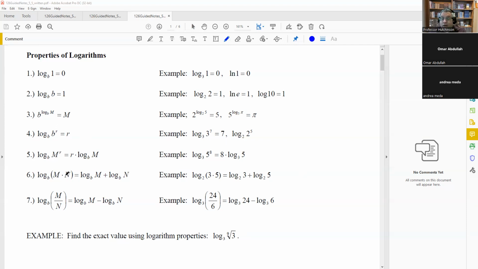Then the last two, this is more algebraic in nature of why you want to do something like this. We have a b here and you have the m times n. If you have a multiplication inside, we can split it up into 2 different logs with a plus. And if it's division, it turns into a minus. So you can see the examples that we have here. We have 3 times 5. You can split it up into 2 different logs: log base 2 of 3 plus log base 2 of 5. 24 over 6 is division. So then you have the top one minus the bottom one.